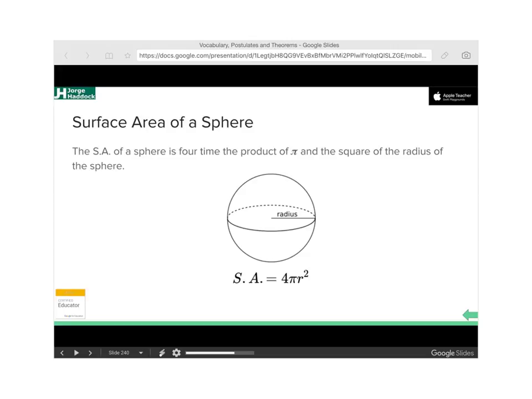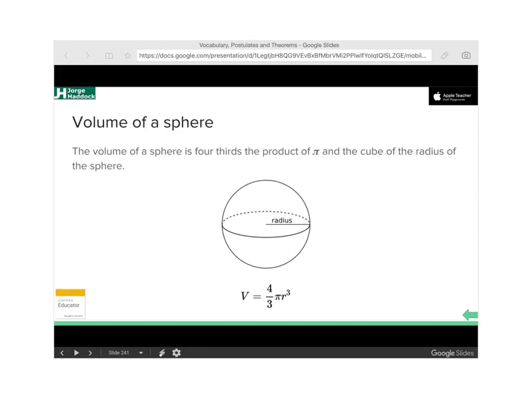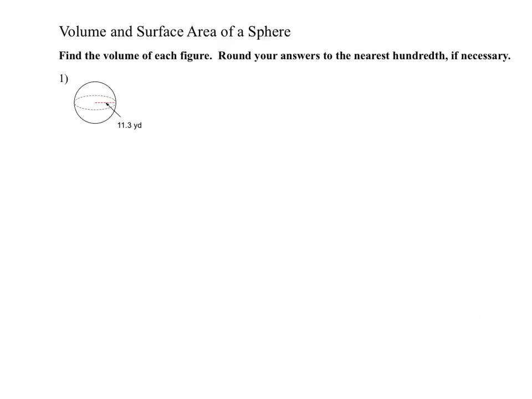The surface area, so what's the area around the sphere, is going to be 4 pi r squared. As you can see, it's very similar to the area of a circle. So it's pi r squared times 4. And now the volume is going to be 4/3 of pi r cubed.